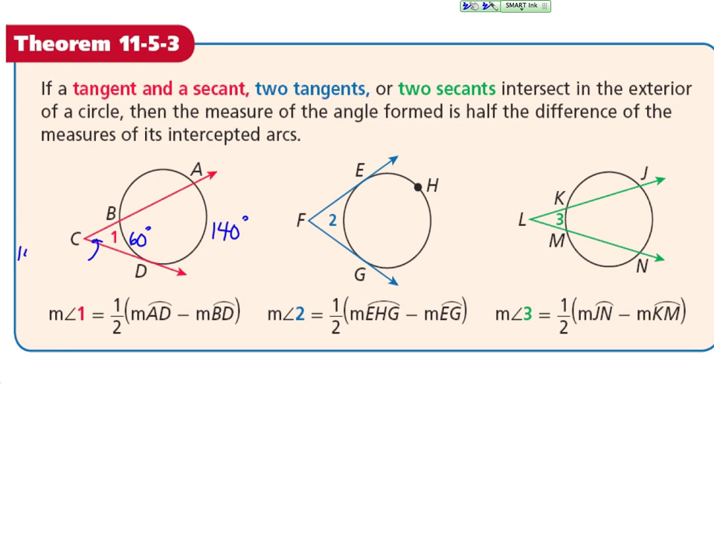140 minus 60, which is 80 divided by 2, 40. So notice it's not half of the small arc, it's not half of the big arc. It's half of their difference. A second picture has two tangents. I'm going to tell you the big arc, EHG, looks like it's about 260 degrees. What's the angle?